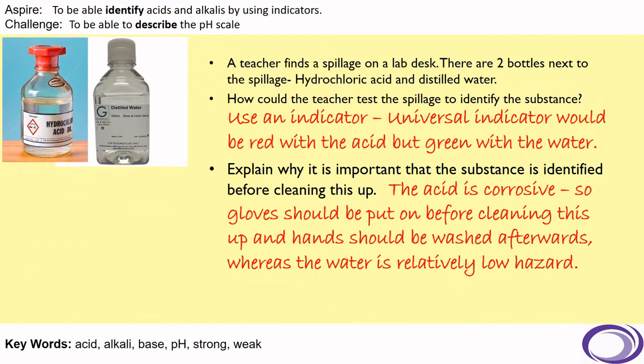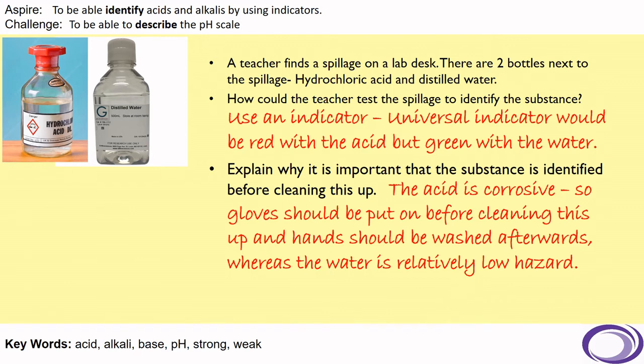So first of all, the teacher could test the spillage by using an indicator. Now, any of the examples that we spoke about earlier would have been acceptable for this, but I've used universal indicator in my answer because universal indicator would be red with the acid, but it would be green with the water. So it would be really easy to identify which one is the acid and which one is neutral.